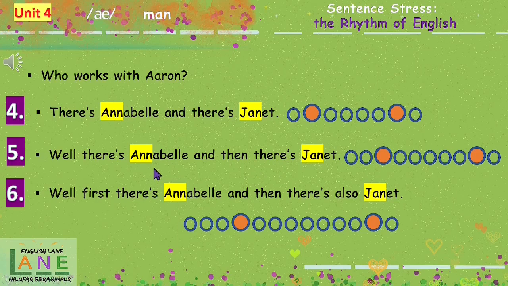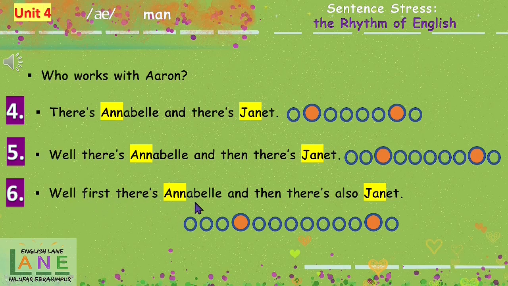Okay. Now I'm ready to read the sentence with both stressed and unstressed syllables together. Well, there's Annabelle and then there's Janet. It gets faster and faster. And for number 6, you say, well, first, so this is a new word.